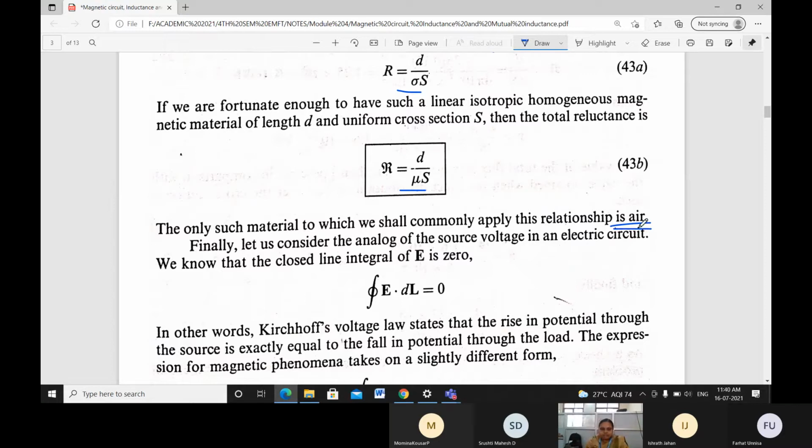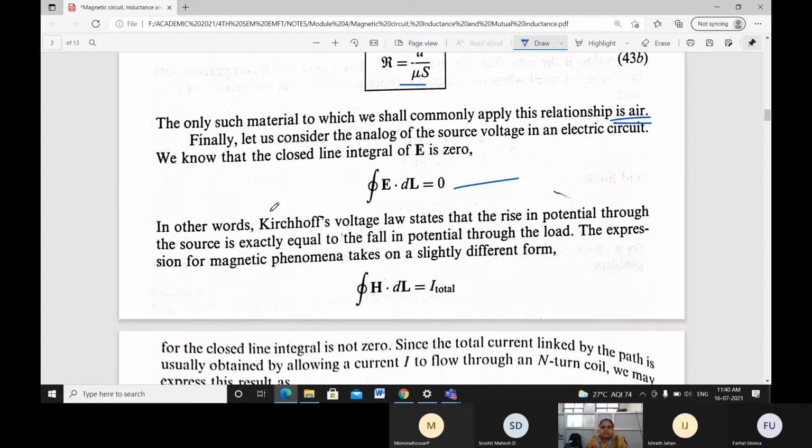We can substitute that. Then let us consider an analog of a source voltage in an electric circuit. Then the closed integral of E is going to be equal to 0. Therefore, the closed integral of E dot dl is equal to 0. In other words, Kirchhoff's voltage law states that the rise in potential through the source is exactly equal to the fall in potential through the load.